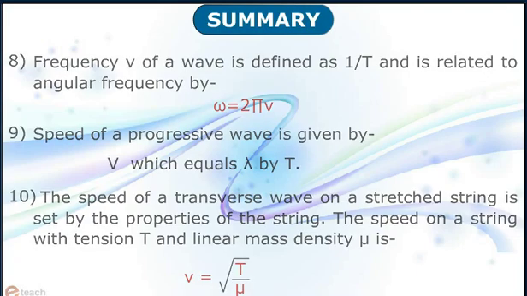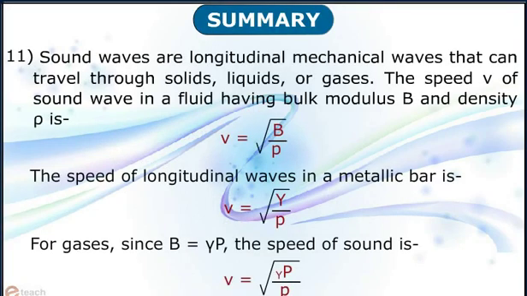Sound waves are longitudinal mechanical waves that can travel through solids, liquids or gases. The speed v of a sound wave in a fluid having bulk modulus B and density rho is v equals square root of B by rho. The speed of a longitudinal wave in a metallic bar is v equals square root of Y by rho. For gases, since B equals gamma P, the speed of sound is v equals square root of gamma P by rho.